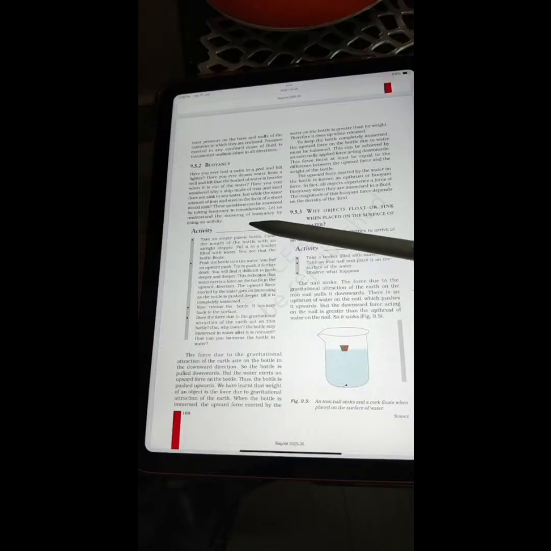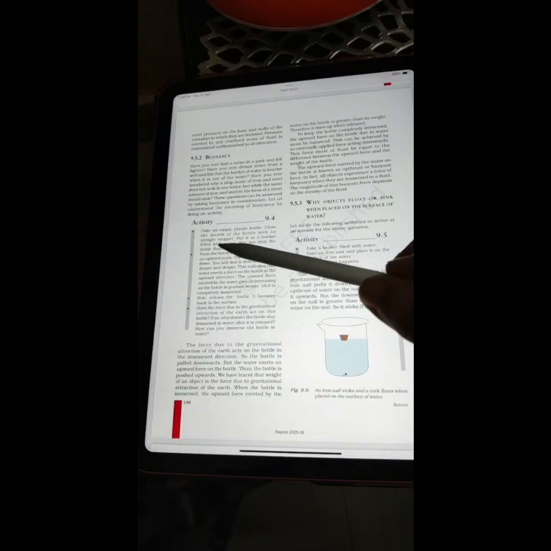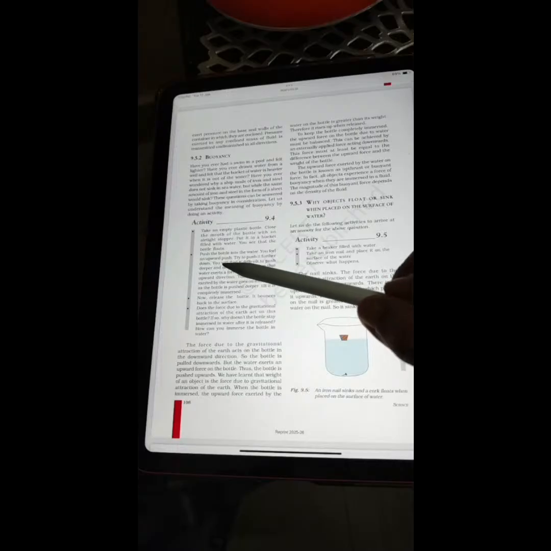Let us understand the meaning of buoyancy by doing an activity. So we are starting with the reading of activity 9.4. Take an empty plastic bottle, close the mouth of the bottle with an airtight stopper, and put it in a bucket filled with water. You see that the bottle floats. Push the bottle into the water. You feel an upward push.